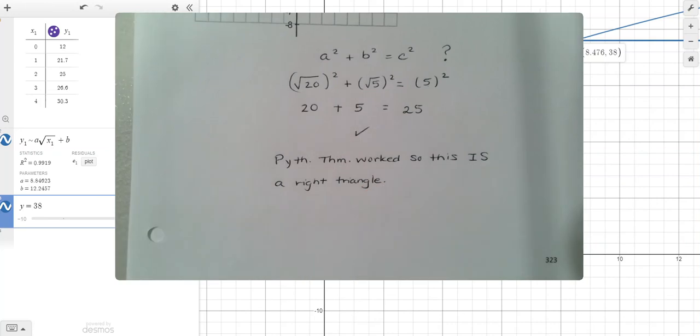All right, that brings us to the end of the section and the end of the course.